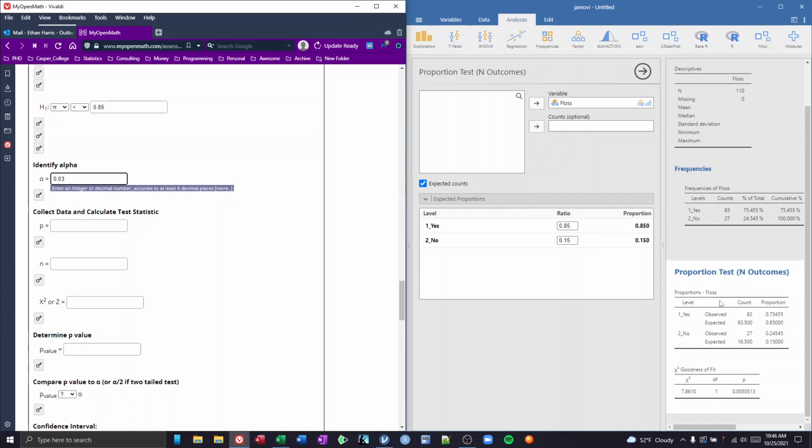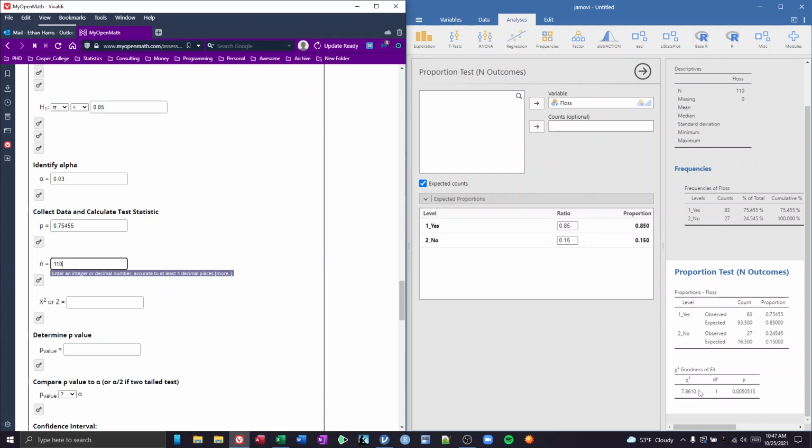Okay, so let's go ahead and grab a few things. We need to look at what the sample proportion was that we got, and we have it right here. It's 0.75455. We have an n of our total sample. How many people did we have? Up here, 110. And then I have chi-squared or z that we can put in.